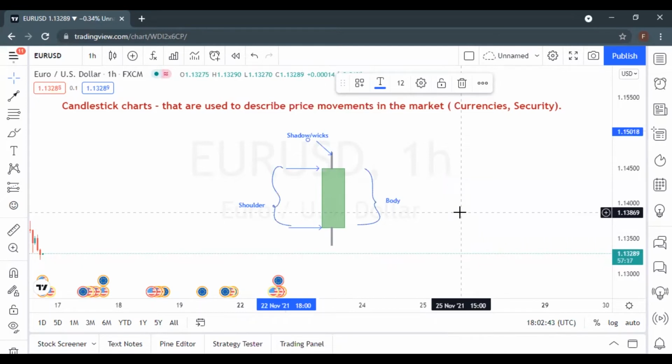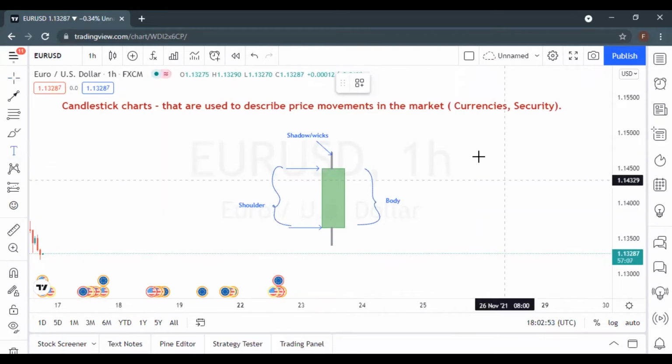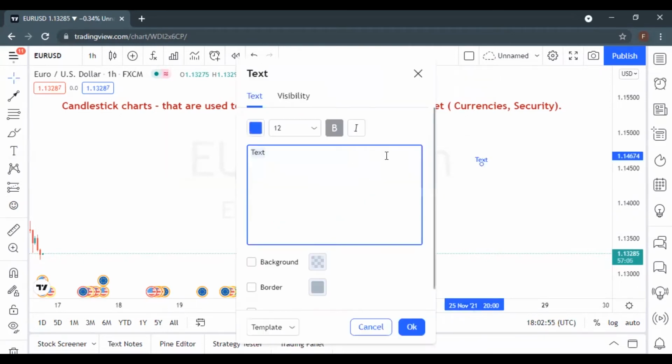We have the opening and the closing of the market. We have two participants in the market, right? We have two participants in the Forex market.